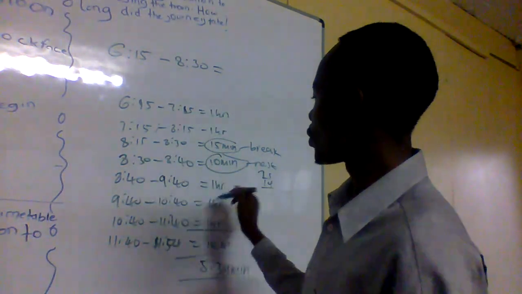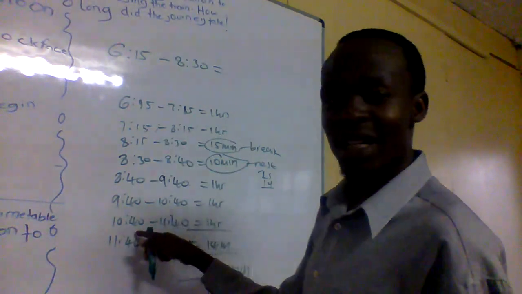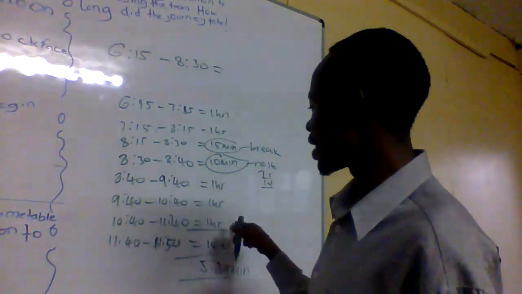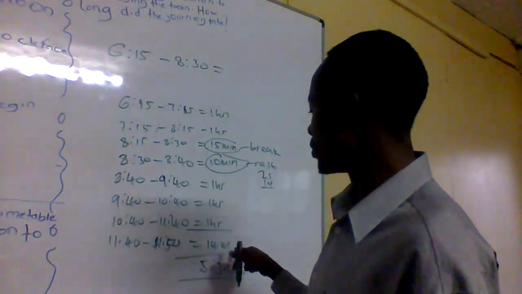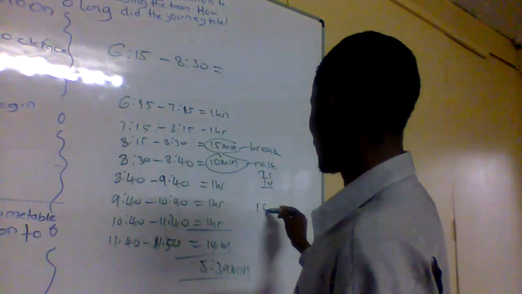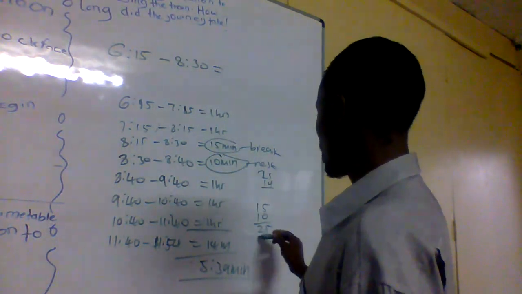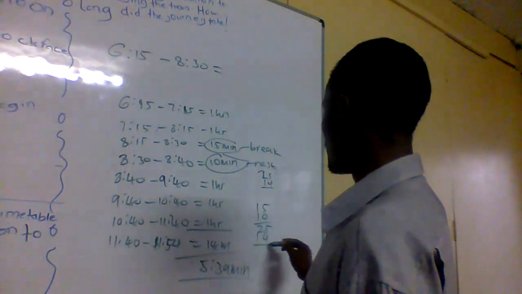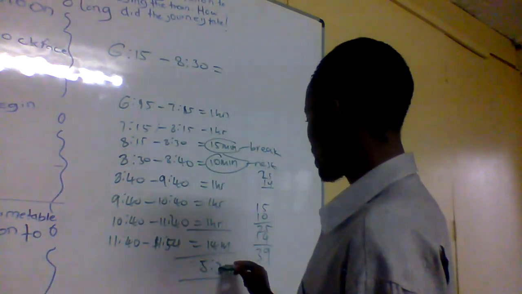8:40 to 9:40, 1 hour. 9:40 to 10:40, another hour. 10:40 to 11:40, another hour. 11:40 to 11:54, 14 minutes. So what I did, I added the minutes first. 15 plus 10 is 25. 25 plus 14 is 39. So I got that 39 minutes.